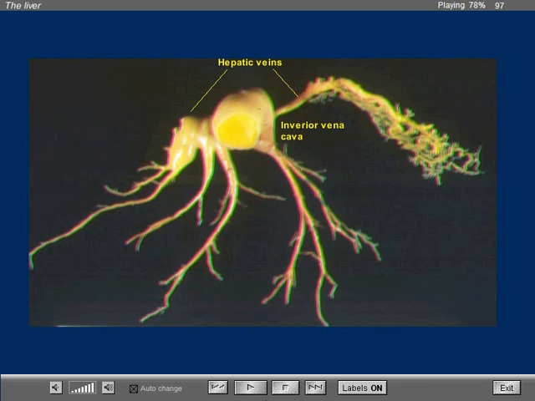Note that the hepatic veins are absent in many areas of the liver, and note that they're quite small in caliber, and there are many stunted branches of the hepatic veins.